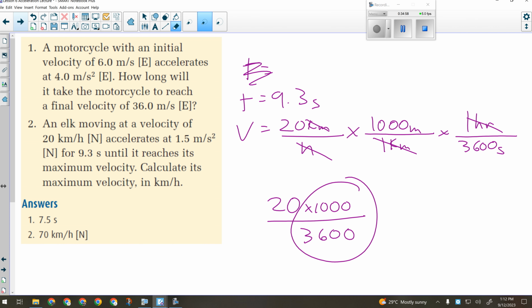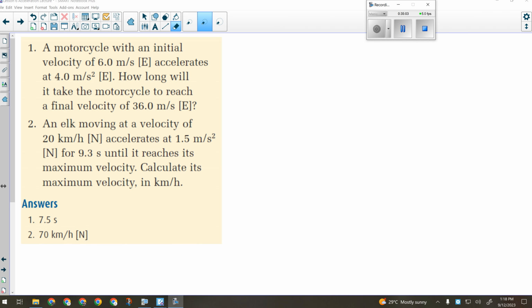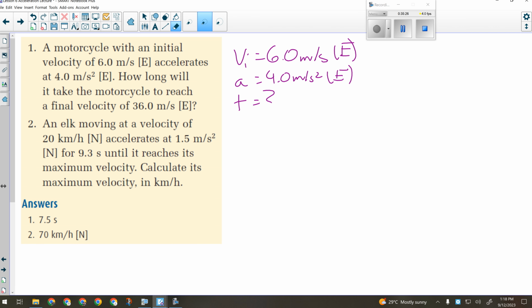All right, I'll give you a few minutes on those, and then we'll look through them together here. So for number one, they give us a motorcycle with an initial velocity of 6 meters per second east, and it accelerates at 4 meters per second squared. So that's A, east. How long will it take? How long is always time, so that's what I'm looking for, to reach a final velocity of 36 meters per second east.